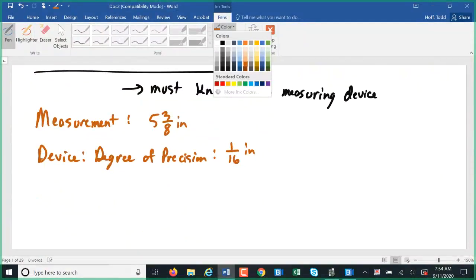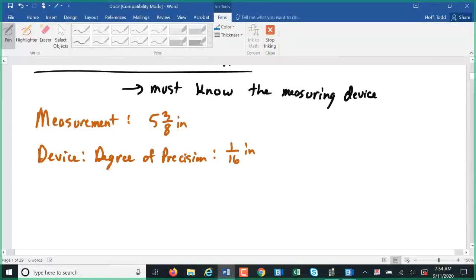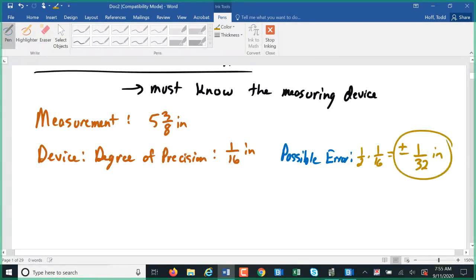That's all we need to know then to find the possible range or potential range of that measurement. Because then, of course, the possible error will be 1/2 of that 1/16 of an inch. So 1/2 times the 1/16 is 1/32. So plus and minus 1/32 of an inch is our possible error.